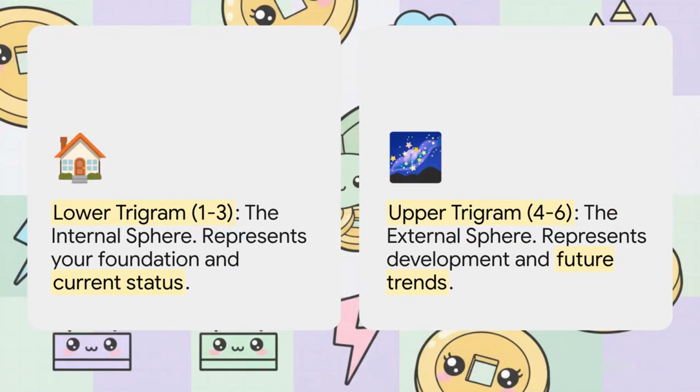Now, these 6 lines, they're not just a single stack. They're actually split into 2 little groups. The bottom 3 lines make up the lower trigram. Think of this as your inner world, your foundation, what's going on with you right now. The top 3 are the upper trigram, and that's all about the external world and what's coming in the future. Really, it's the story of how what's happening inside you interacts with the world outside.